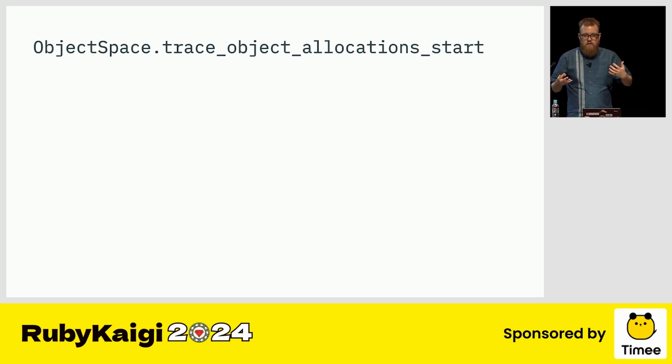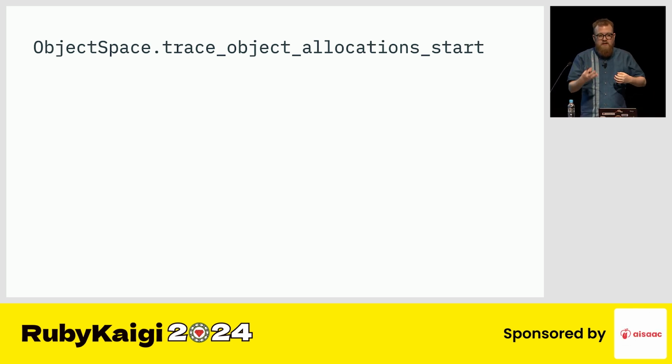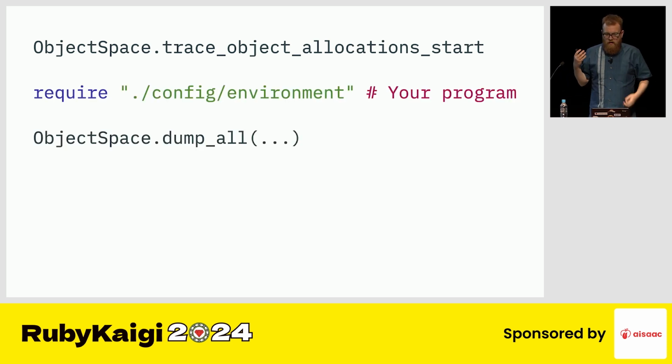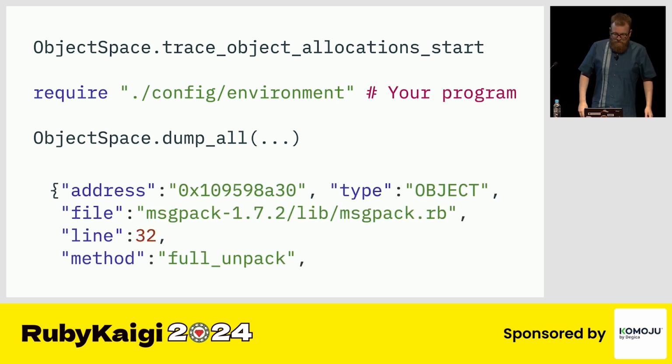ObjectSpace.trace_allocation_start, which will tell Ruby to start tracing where allocations happen. Then you can load your program and run ObjectSpace.dump_all. This will create a heap dump, which is a giant file that has one line for every object in your Ruby heap. So for GitHub's largest application, that's 6 million lines. It's about a 2 gig file, so it's massive.